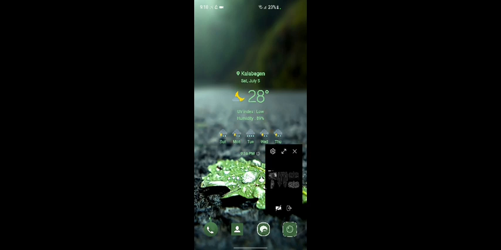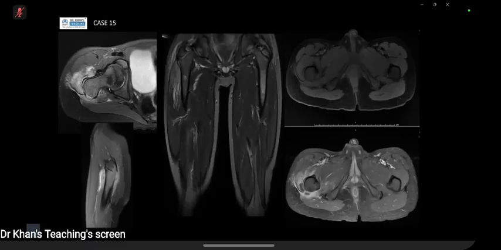And on post-contrast, there is an enhancing well-defined collection seen, two collections.